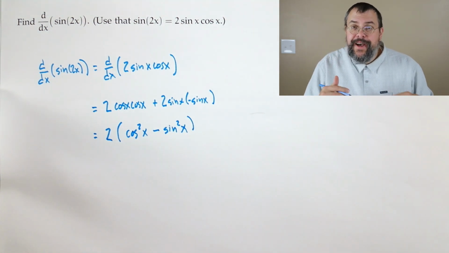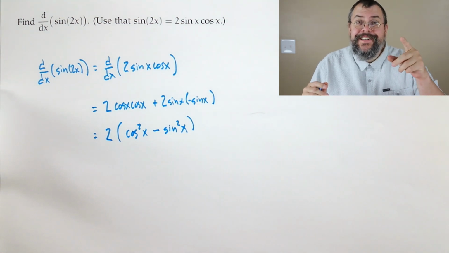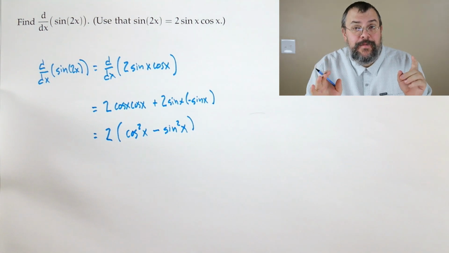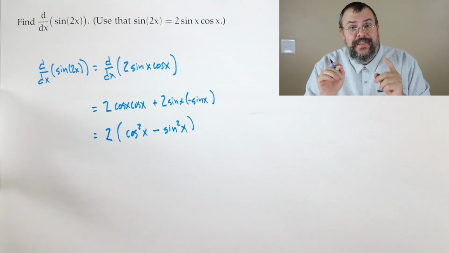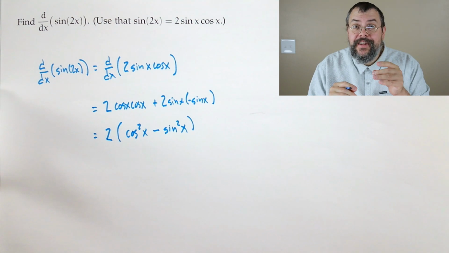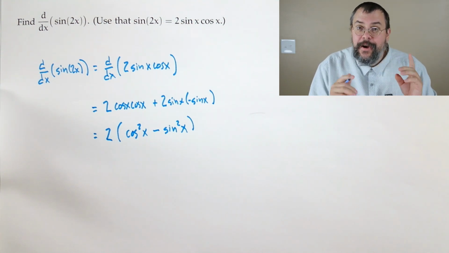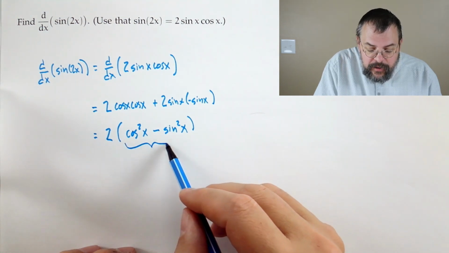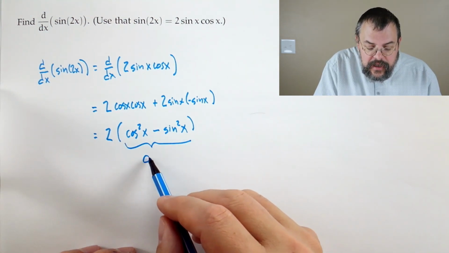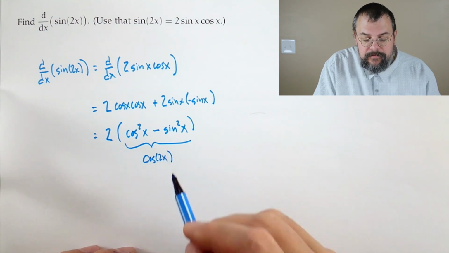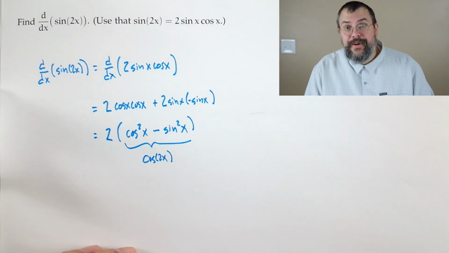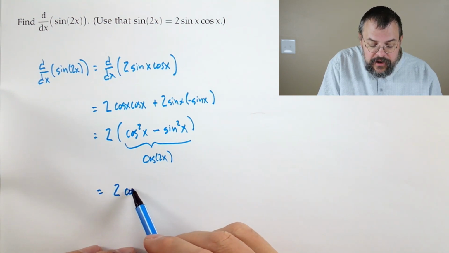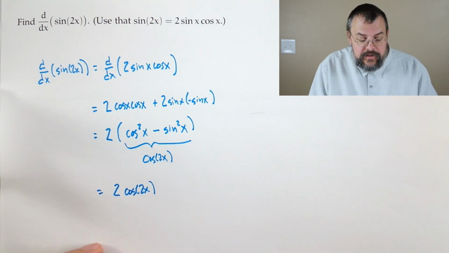Now, thinking back to your trig identities, you might be like, oh, is that 1? Oh, careful, careful, careful. Cosine squared plus sine squared is 1. Cosine squared minus sine squared is not 1. But it is something. What is it? A great chance to review our trig identities. Cosine squared minus sine squared is actually cosine 2x. It's the double angle formula for cosine. And so what we end up with is 2 cosine of 2x.